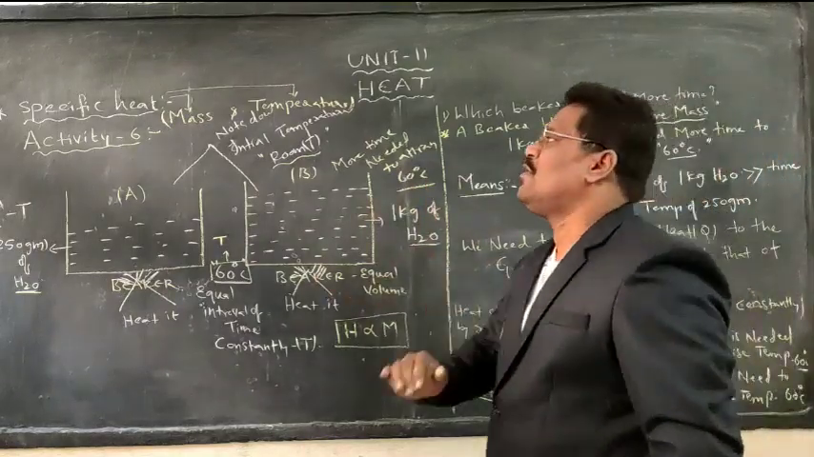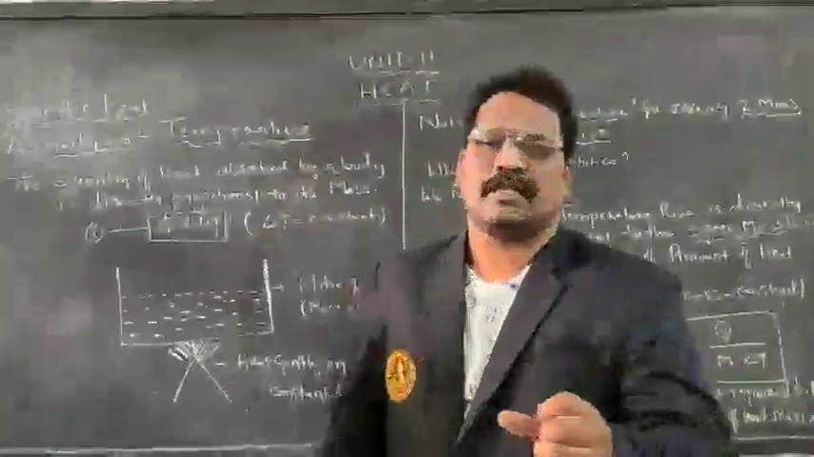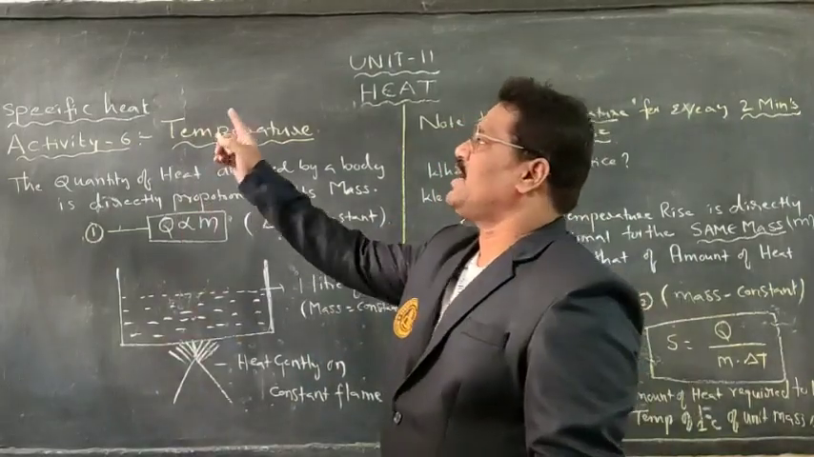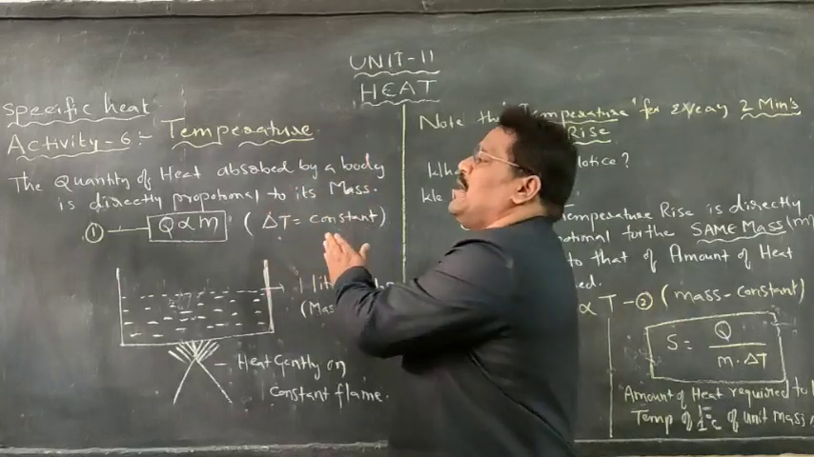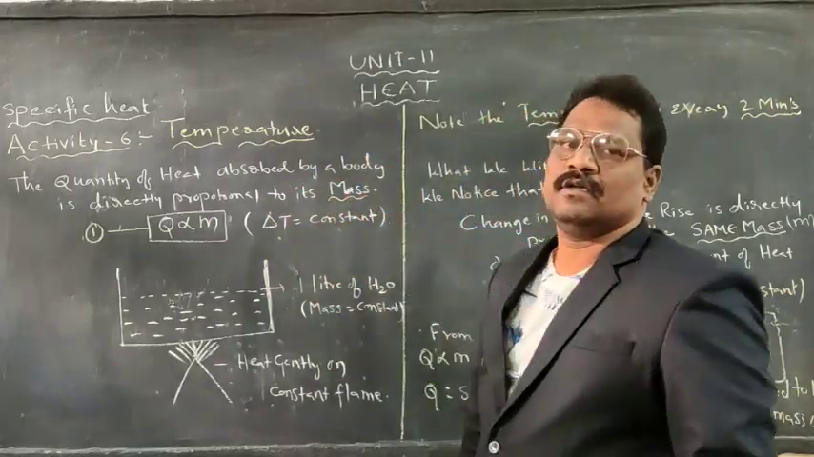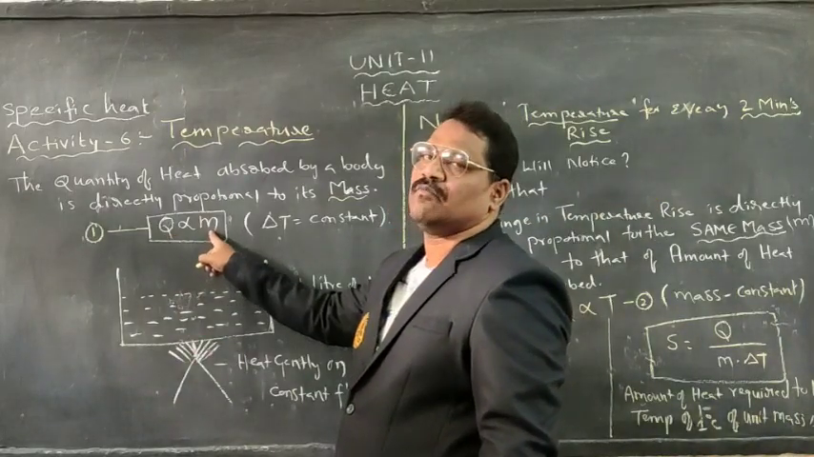Now coming to the next one, regarding temperature. Now we frame another relationship. Okay children, just now we framed a relationship with specific heat: the quantity of heat absorbed by a body is directly proportional to its mass. That is, quantity of heat absorbed by a body is directly proportional to mass.